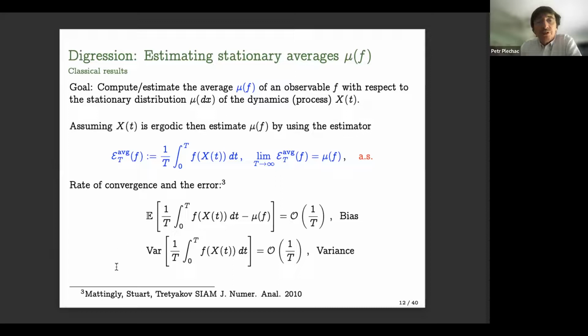These are well-known results, also analyzed in the context of the numerical scheme in a nice paper by Mattingly, Stuart, and Plecháč. We know that the bias decreases as 1 over t, where t is the length of the simulation or the truncation, and the variance of this estimator, just the time averaging on a single realization, also decreases as 1 over t.